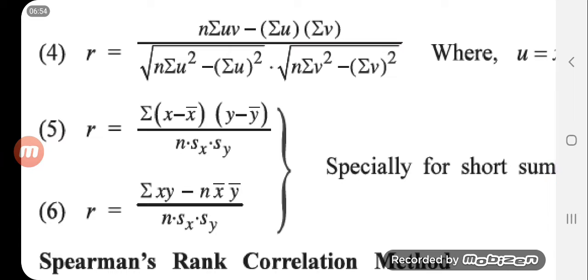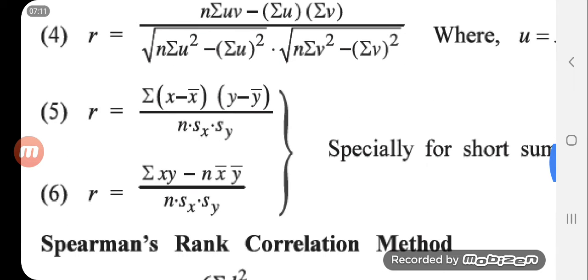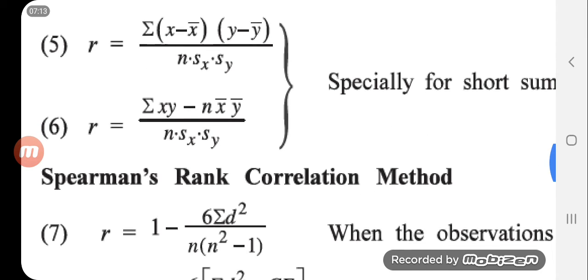Next we have for short sums two formulas. r equals sigma x minus mean into y minus mean upon n sx into sy, and r equals sigma xy minus n x bar y bar upon n sx into sy. This mostly we are using for short questions. All the formulas are used for short questions, but these two are specially used for short questions only.